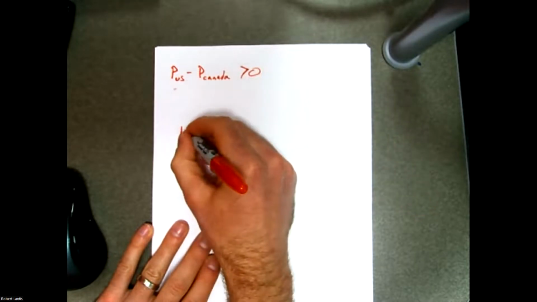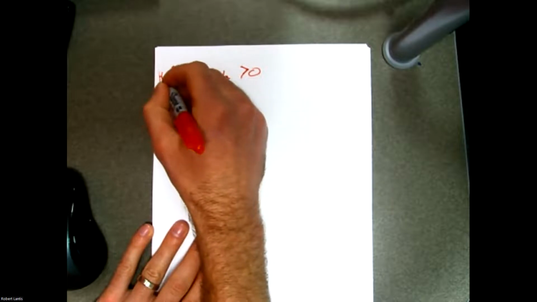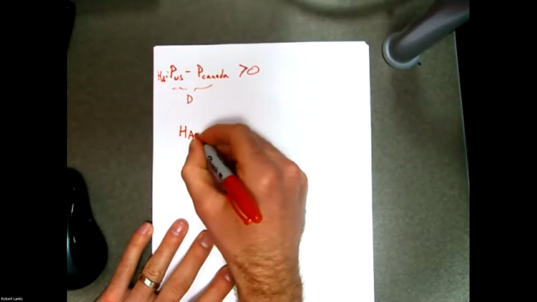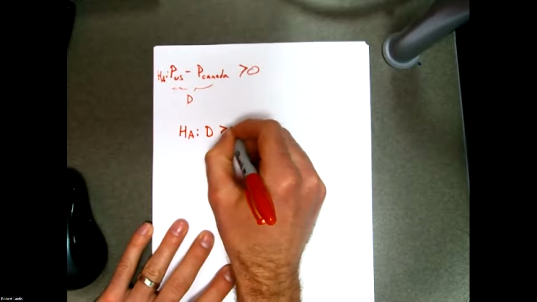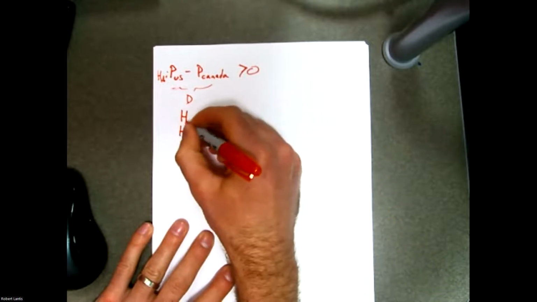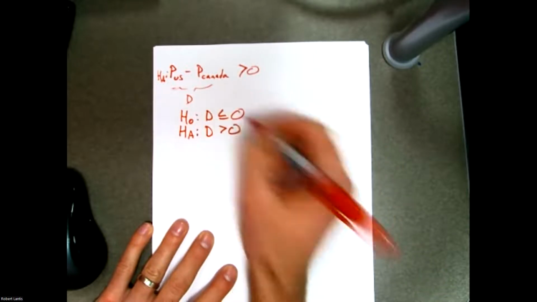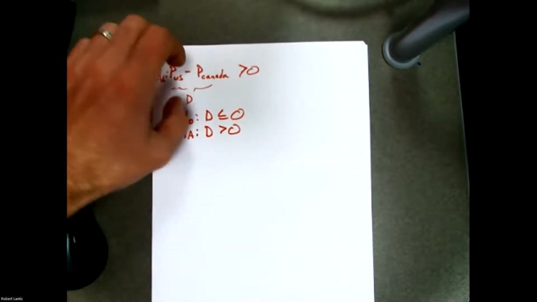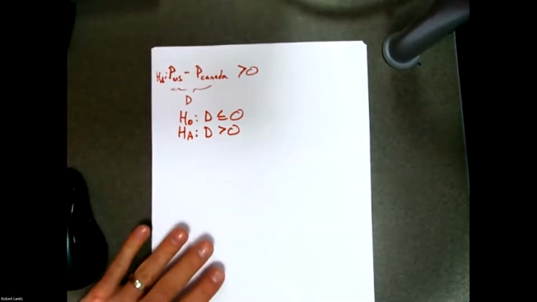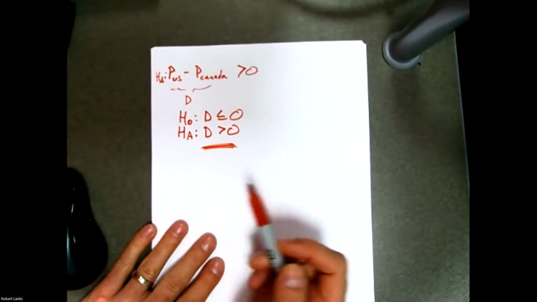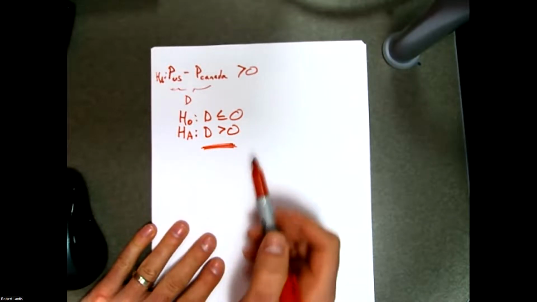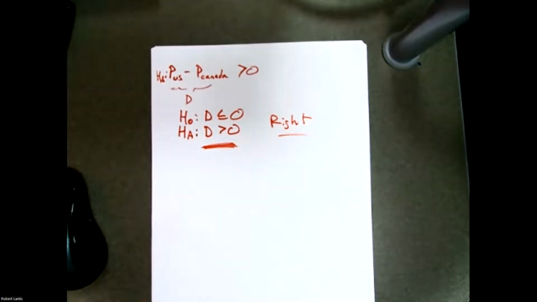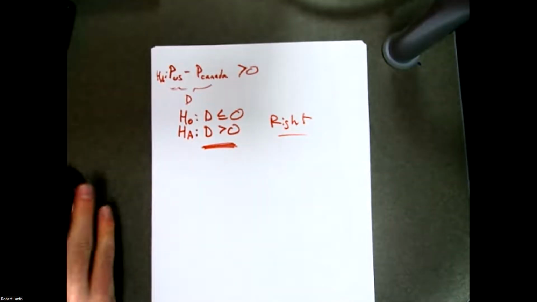So whatever I want to test for, that's my alternative hypothesis. This is just the difference, so what I want to test is whether the difference is greater than 0. For the null, I assume the exact opposite is true, which is that it's less than or equal to 0. So that's how I would have identified the null and alternative. What type of tailed test do I have here? I have a greater than sign in the alternative hypothesis, so I have a right-tailed test.